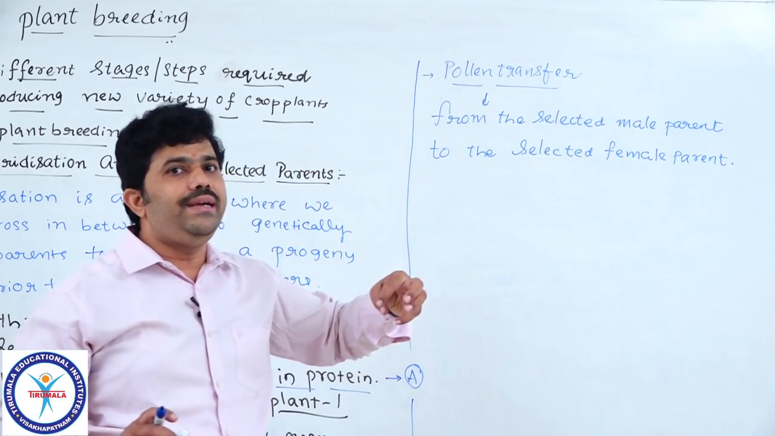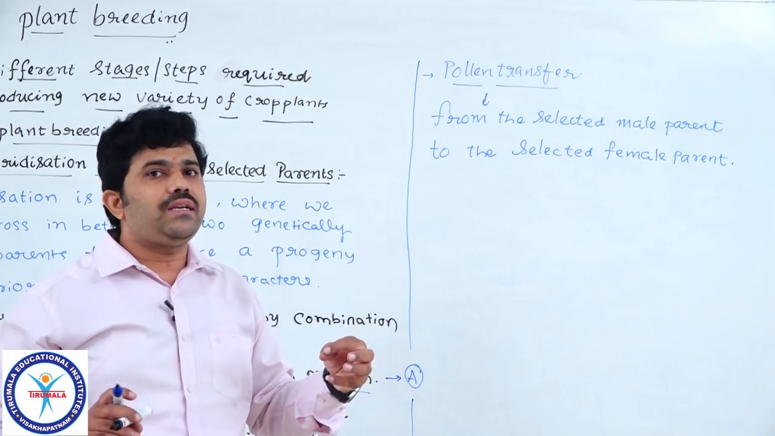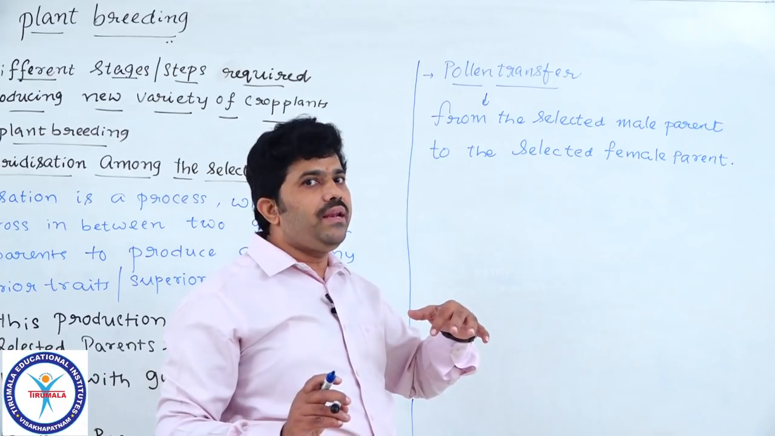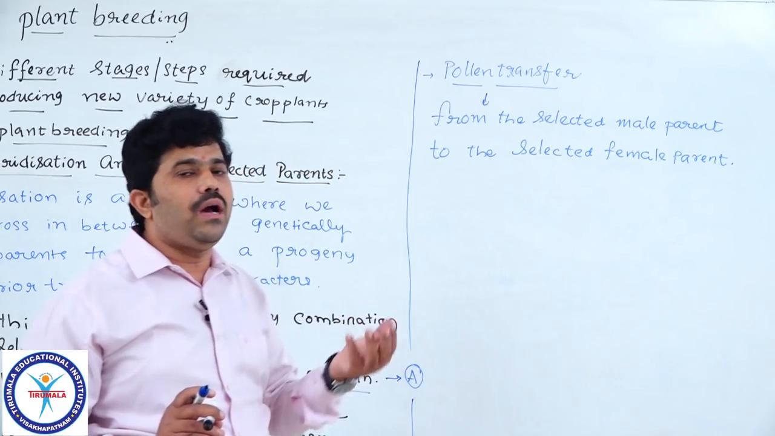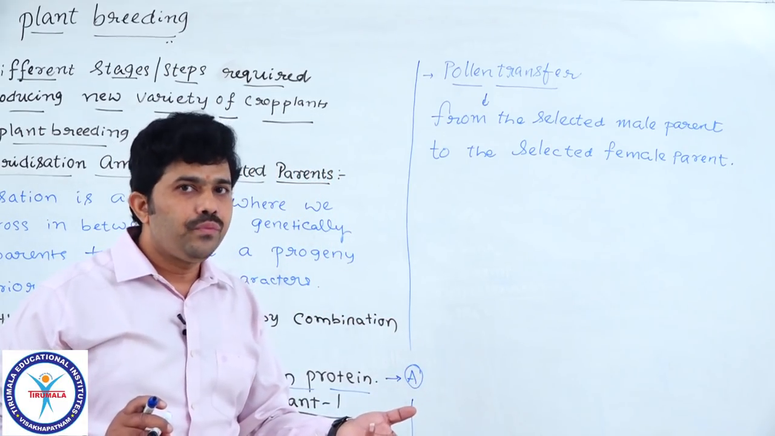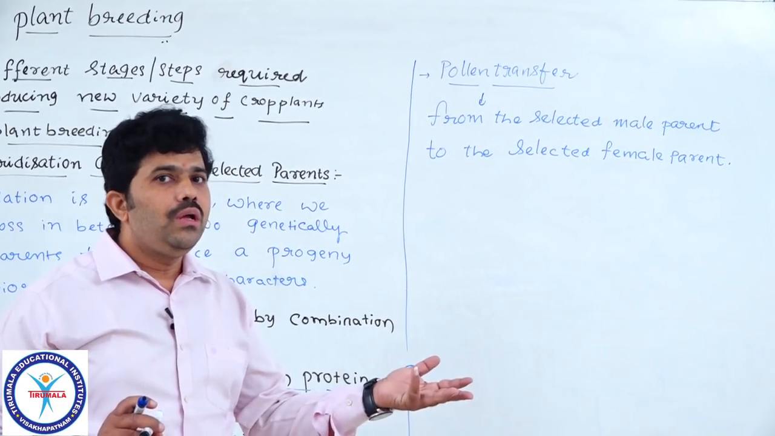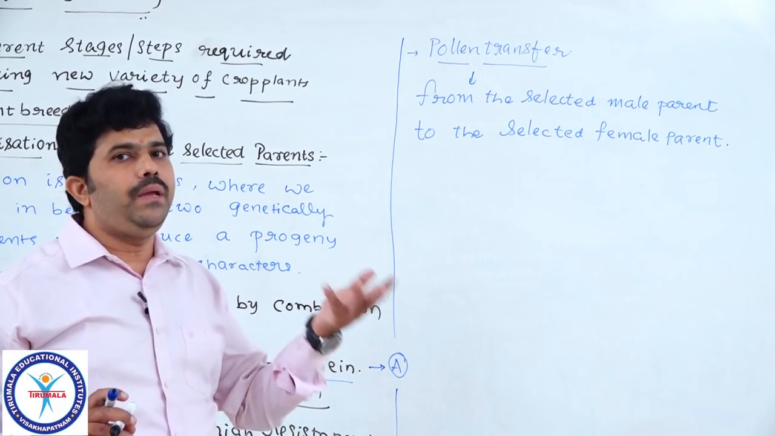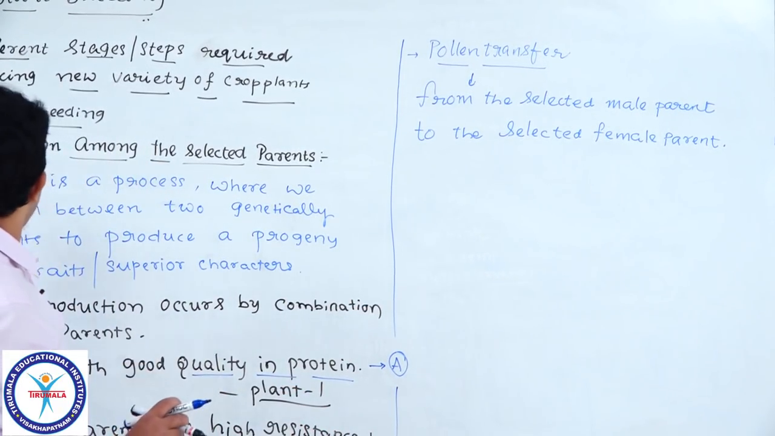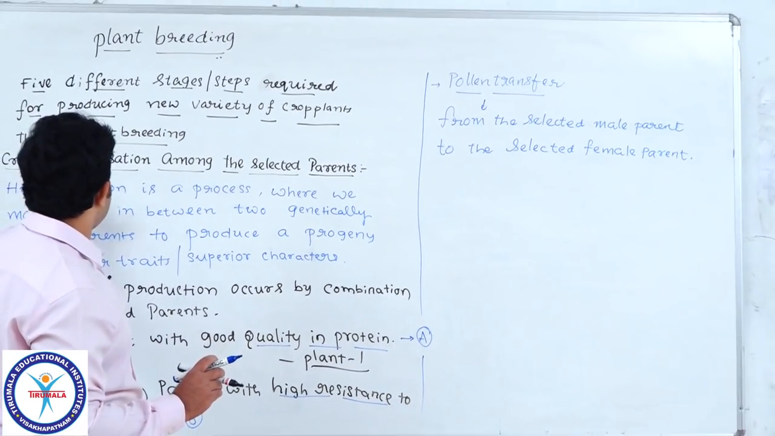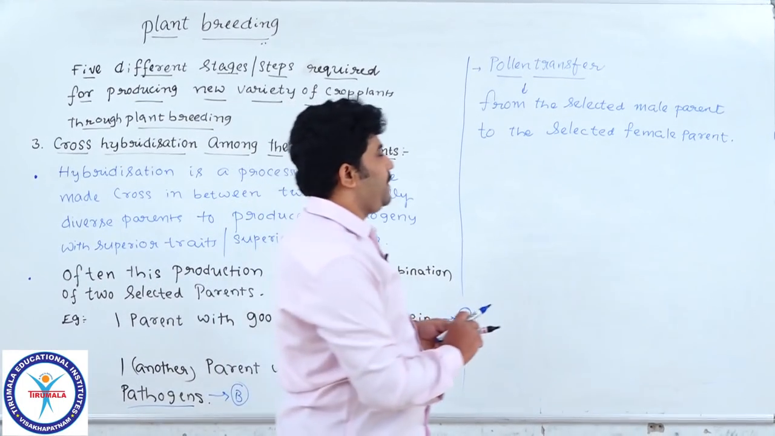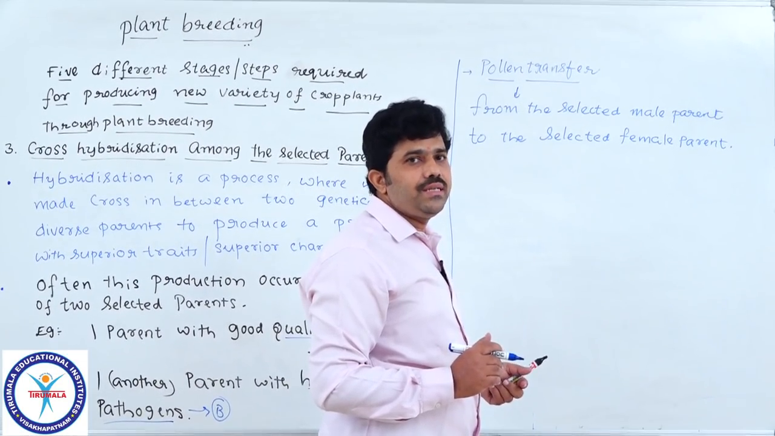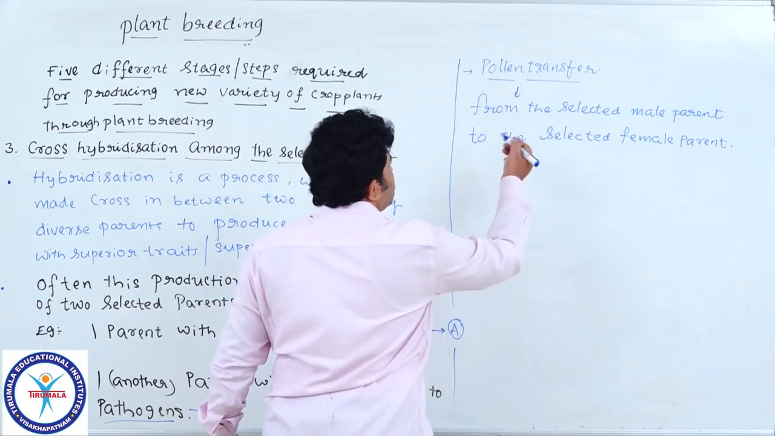Then we collect the pollen dust or pollen grains from the anthers of the selected male parent and transfer them to the stigma of the selected female parent. This is what is necessary to do the process of cross hybridization among the selected parents. Understood? Now got the point? Understand, students?